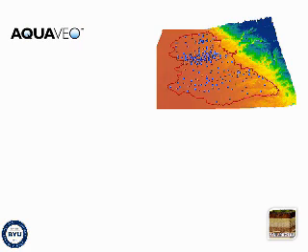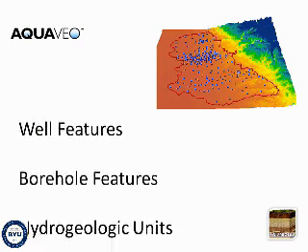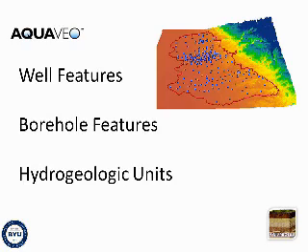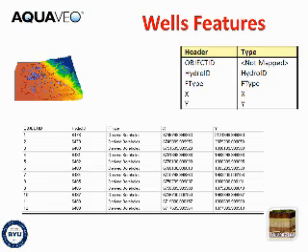The data we're using is much simpler. It has well features as one of the files, borehole features as a second, and the third one is hydrologic units. And the data is in this format. For the wells features, we have the hydro ID, the type, and the coordinates x, y.